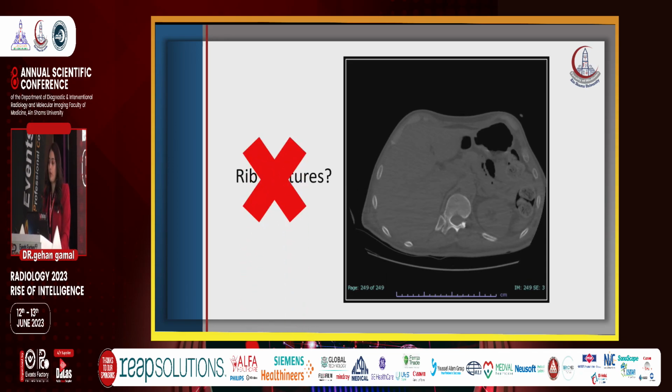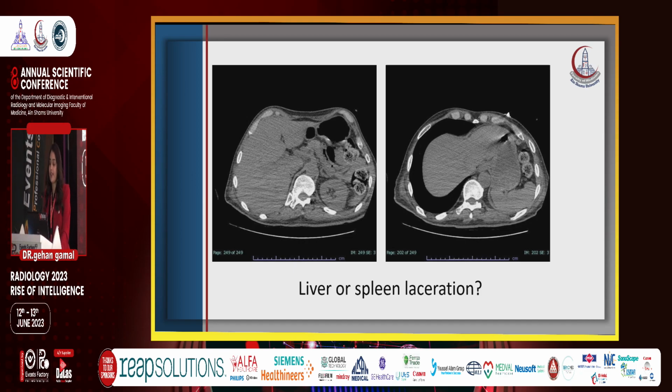Surprisingly, there were no rib fractures. The liver and spleen were unaffected as well. And this makes the case an interesting one of an isolated tracheobronchial injury, which is a rare event.